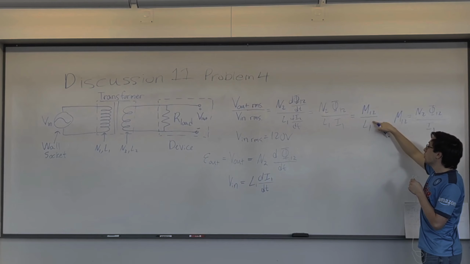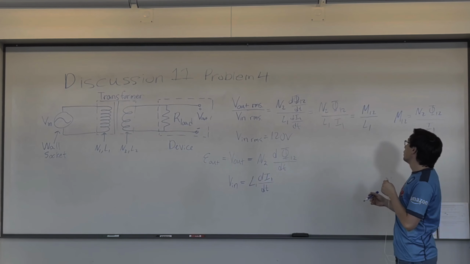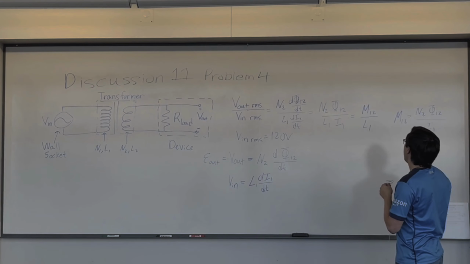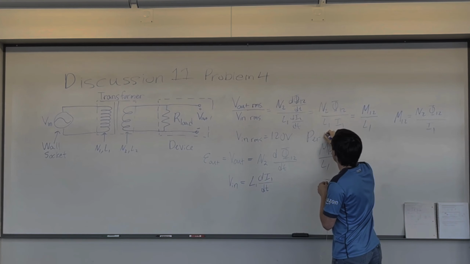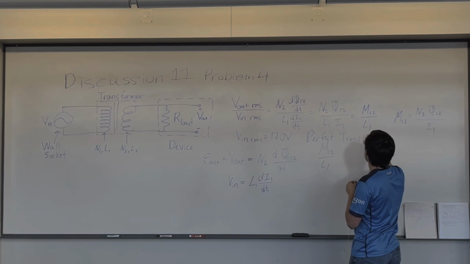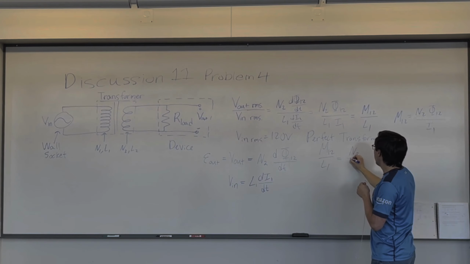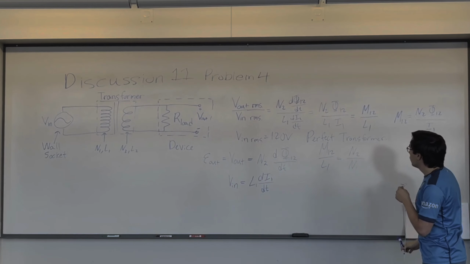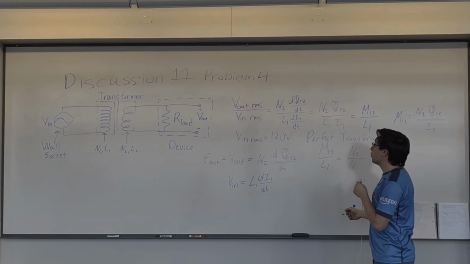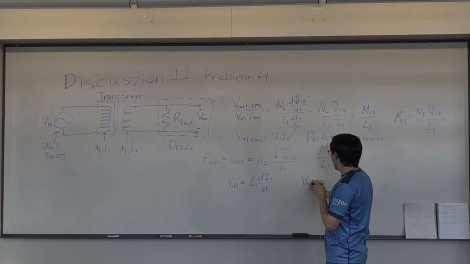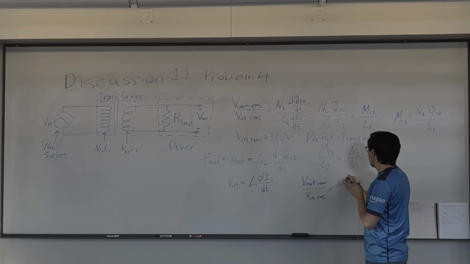Okay, and without going through any math of what these are in terms of number of coils, area in your inductor, all that, we can just say that for a perfect transformer, this ratio is given by the number of coils in your second inductor divided by the number of coils in your first inductor. And if we put this all together, what we see is that V out RMS over V in RMS equals N2 over N1.